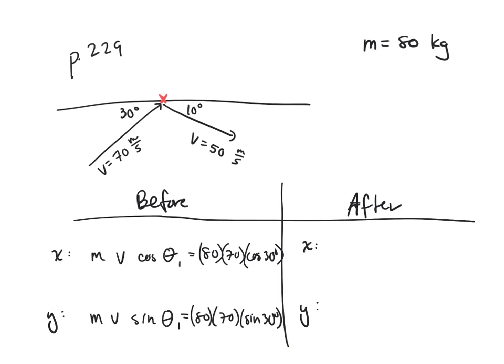So afterward in the x direction, the velocity is now what? Or the momentum is now what? mv. I'm going to put cosine theta 2 for now, which is going to be 80. His mass is still constant. The velocity is 50, and the angle is now 10.